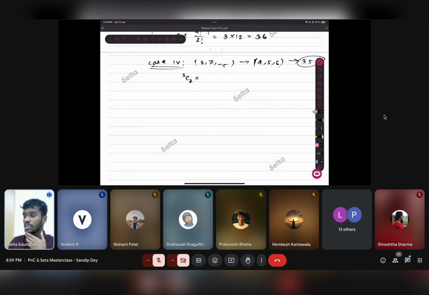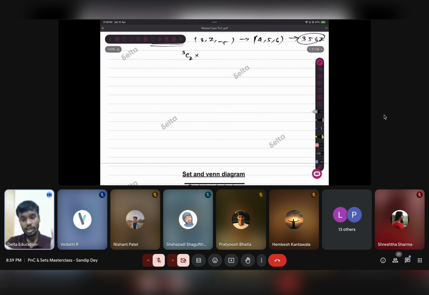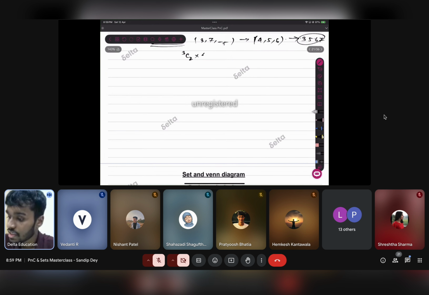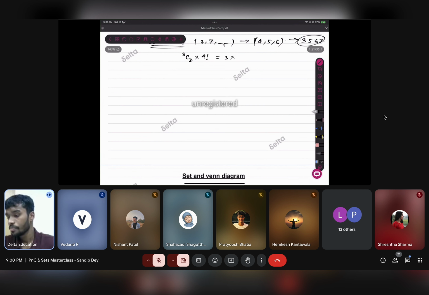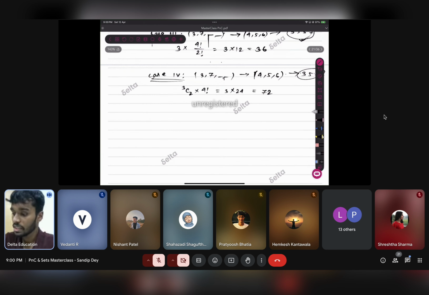Then in how many ways can I arrange those? Now I know that all my numbers 3, 5, 6, 7 are different numbers. So from the factorial concept, you can directly say that I can arrange them in 4 factorial ways, right? If I calculate it, it will be 3 multiplied by 4 factorial, which is 1 into 2 into 3 into 4, that is 24. So 3 times 24 is 72. This is my case 4.